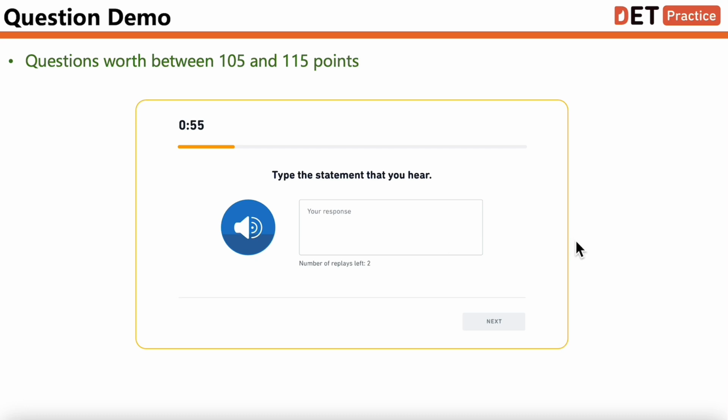First play. A centenarian is someone who is 100 years old or more. It's a bit lengthy, so I'll give you some extra time. Second play. A centenarian is someone who is 100 years old or more. Third play. A centenarian is someone who is 100 years old or more.